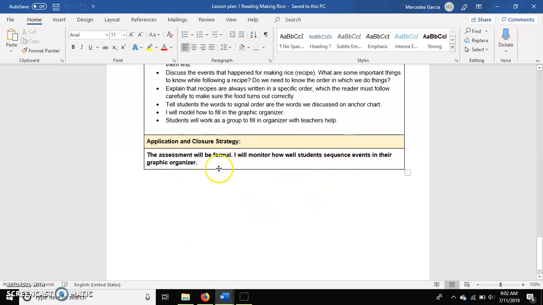I will monitor how well they sequence events in their graphic organizer.